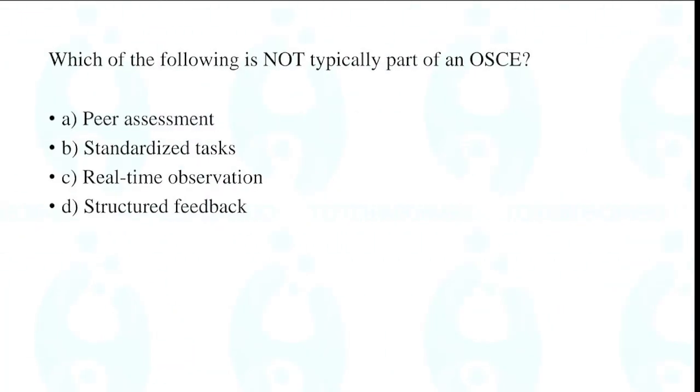Next question is, which of the following is not typically a part of OSCE? Peer assessment, a standardized task, real-time observation, and structured feedback. See, an OSCE involves a task which is observed by the examiners, correct, and not typically a peer assessment. So peer assessment is not a typical part of OSCE, whereas a standardized task is given, and in real-time observation one expert is going to observe whatever they do and also give feedback. Structured feedback is also given at that particular time. So apart from peer assessment, these three are typically a part of OSCE, but peer assessment is definitely not a part.